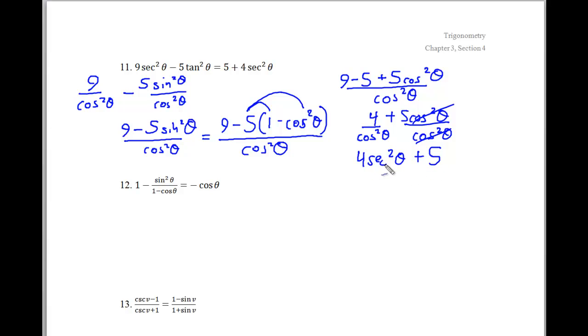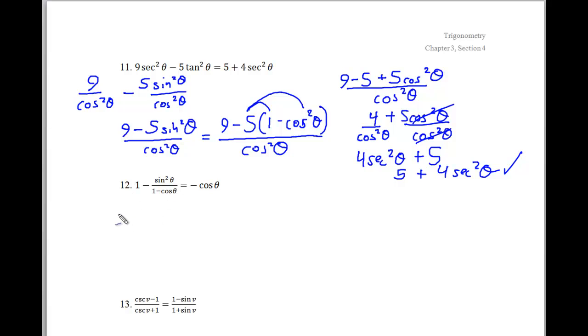And if I use the commutative property, I can write this in the opposite order. And I have now proven, and I just established, my identity that 9 secant squared theta minus 5 tangent squared theta is equal to 5 plus 4 secant squared theta. And the reason for doing all these is to just move your brain muscles, to try to see how you can manipulate some of these interesting functions.